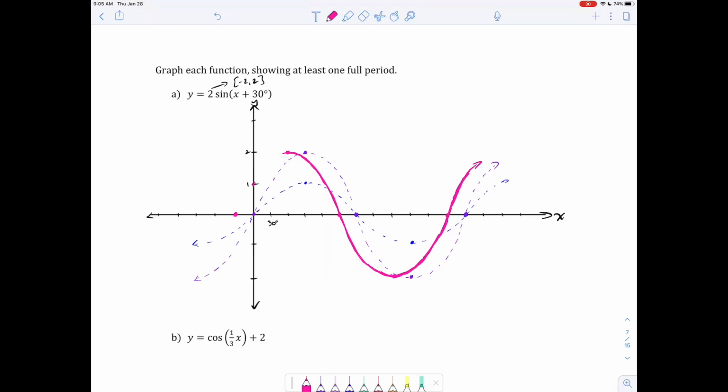Would this be 1? When x is 0, 0 plus 30 degrees is 30 degrees. Sine of 30 degrees is 1/2 times 2 is 1. Wow, it goes right through that point right there. That's kind of exciting. Now let's fix this up. This one's considered done.